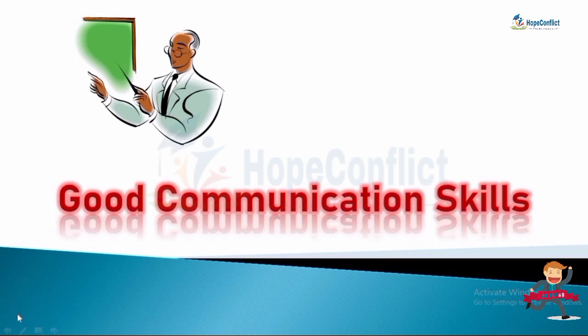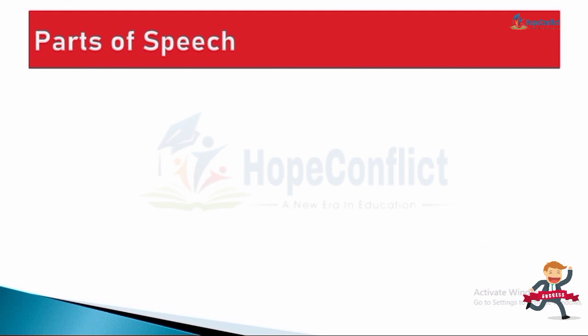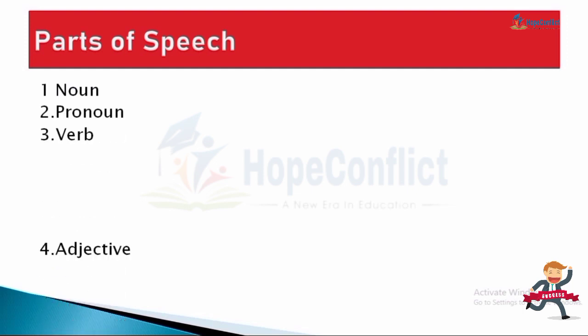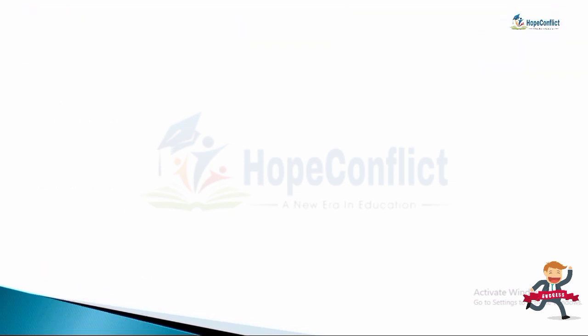Hi guys, welcome back again to your own channel of Hopeconflict Technologies. I am Madhura Kalgaonkar, guiding you for having good communication skill. In having good communication skill, we are seeing the parts of speech, it is part 2. In the parts of speech, we have seen there are 9 parts of speech. First is noun, pronoun, verb and adjective. This we have seen in part 1. In the second part, we will be viewing what is adverb, determiner, preposition, conjunction and interjection.